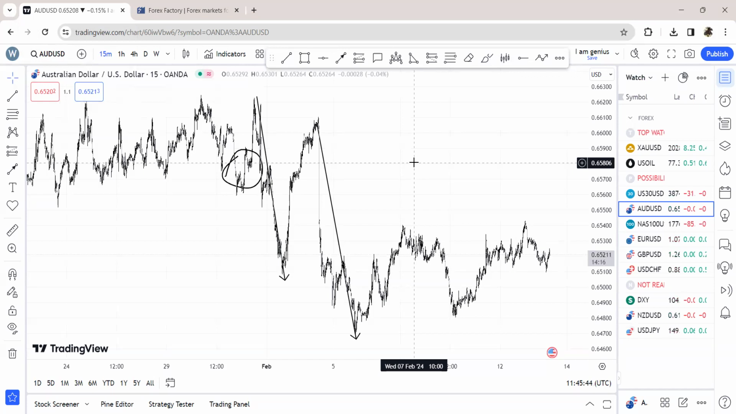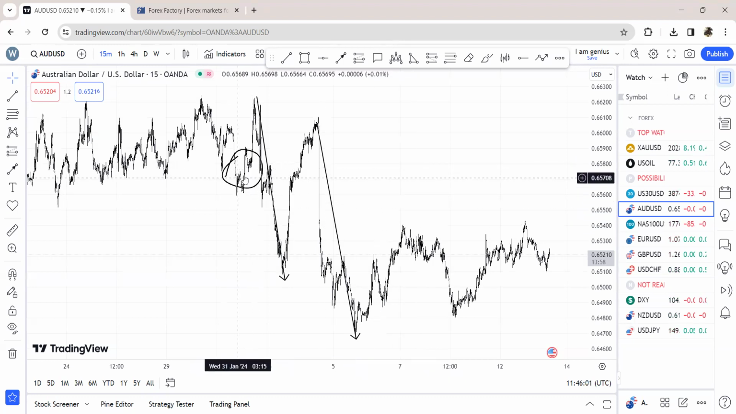There's that immediate impact, but sometimes it's not always there. But there's that initial impact, then there is a sweep of liquidity, meaning the market will go in the opposite direction to take out a lot of people, then continue now going in the direction of the fundamentals.